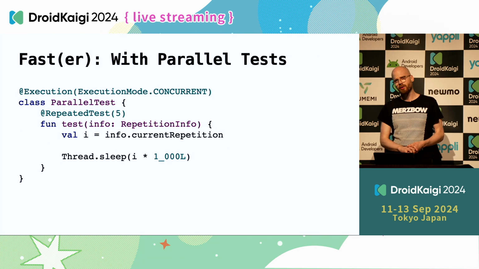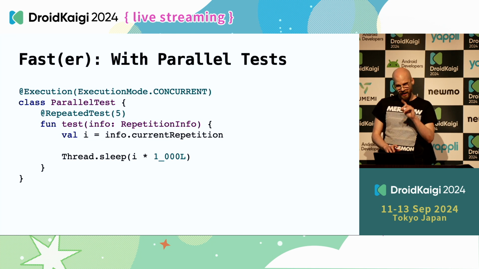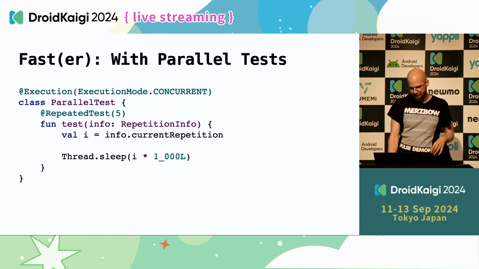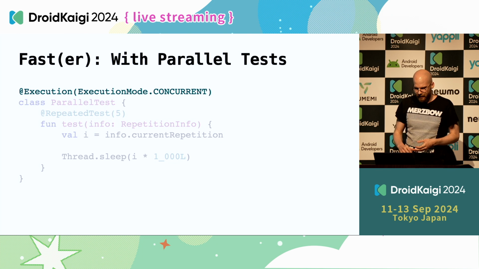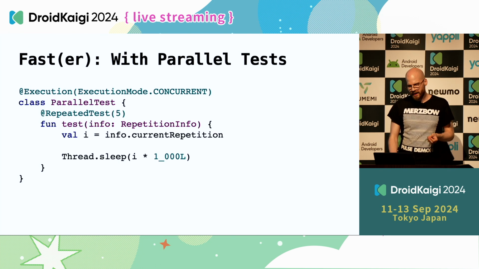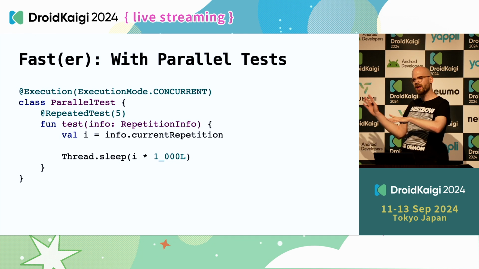So returning to our slow test class, I made one change to the top. There's an execution annotation on top of it now. It has a value of concurrent. This tells the platform that when it gets to this class, you can run them in parallel.